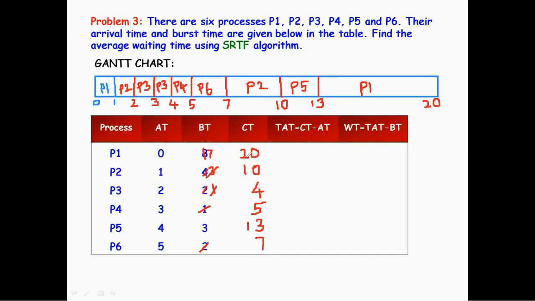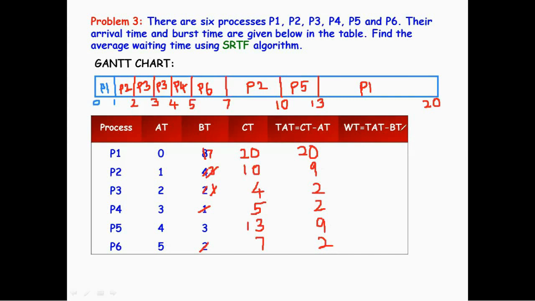Next, turnaround time is equal to completion time minus arrival time. So for P1, turnaround time is 20 minus 0, which is equal to 20. For P2, 10 minus 1 is 9. For P3, 4 minus 2 is 2. For P4, 5 minus 3 is 2. For P5, 13 minus 4 is 9. For P6, 7 minus 5 is 2.